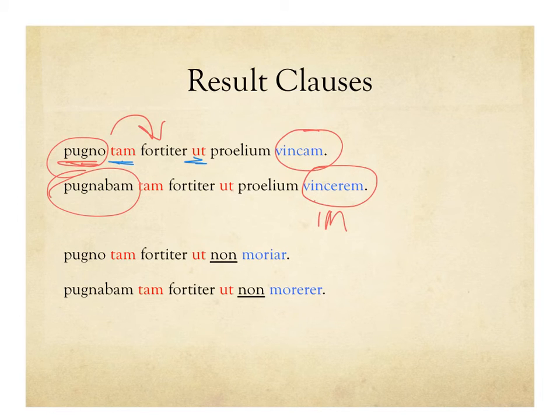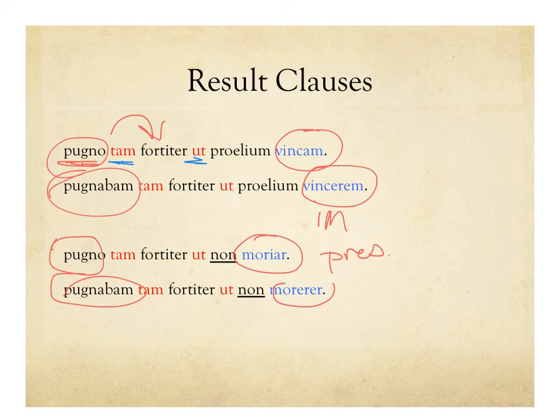We can also make a sentence negative, right? Pugno tam fortiter. I fight in the present so bravely so that I don't die. Okay, right? Moriar, again, is a present subjunctive. Non tells us that this is a negative result. We could do it in the imperfect too, in secondary sequence. Here we'll have moriar, imperfect subjunctive of the same verb, morior.